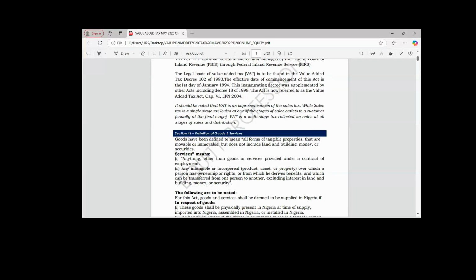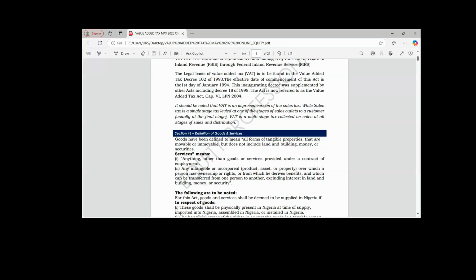Before now, there were usually problems on what would constitute goods and services liable to value-added tax. Specifically, the Finance Act has defined what is regarded as goods and what is regarded as services. Goods has been defined as any form of tangible property, movable or immovable. So something you can move and something that cannot be moved can both be regarded as goods, but it does not include land and building, money, or security.